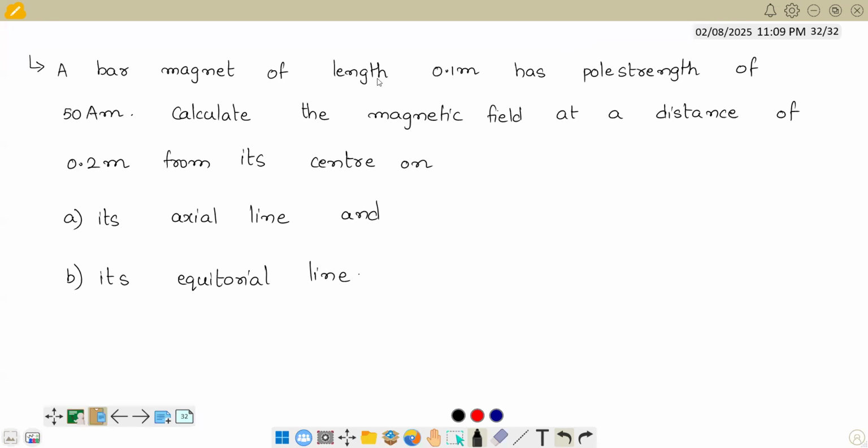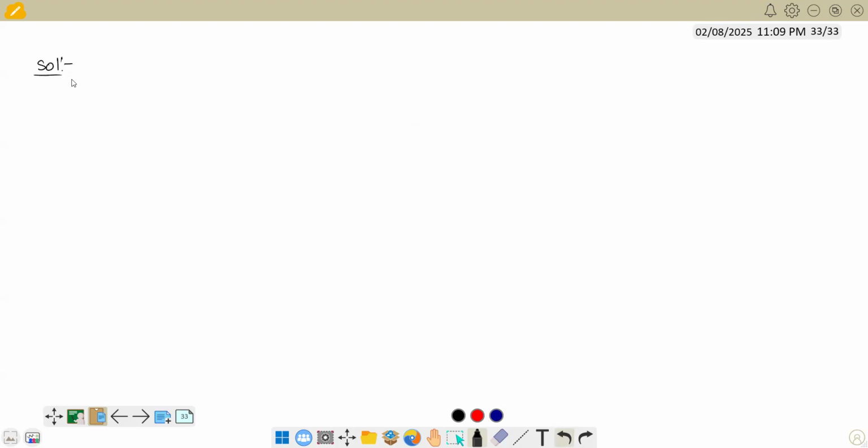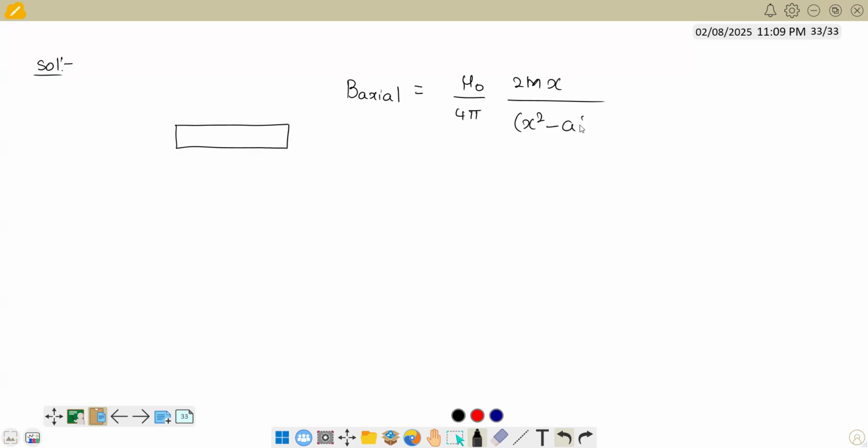Okay, the question says a bar magnet of length 0.1 meter has pole strength of 50 ampere meter. Calculate the magnetic field at the distance of 0.2 meter from its center. If you see, the length of the magnet is 0.1, the distance is 0.2 meter. So these are not very far distance magnets. So in this case, suppose you have a magnet here, the magnetic field on the axial line is mu naught by 4 pi 2Mx divided by x square minus a square whole square. So this is the formula.